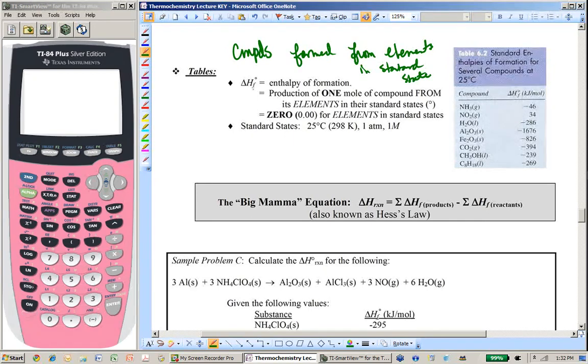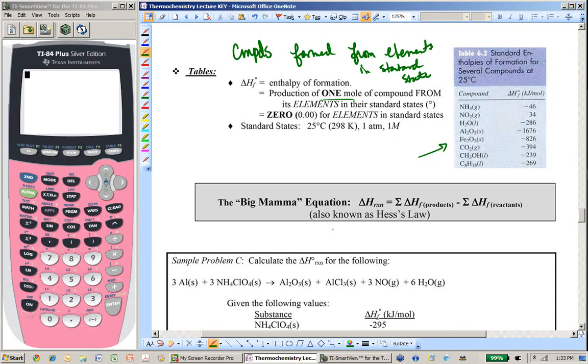So all of those numbers in the tables, this is an abbreviated table sitting right here, but all of those numbers are done in kilojoules per 1 mole. How much? 1 mole of the compound. It is defined as being 0 for elements in their standard state. So you do a happy dance every time there's an element in any chemical equation you see, because you know its delta H sub F, its heat of formation, is a big, fat, beautiful, round, symmetrical 0.